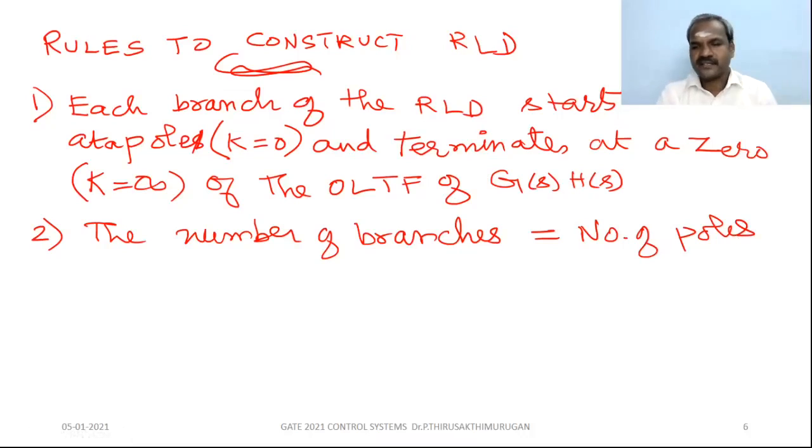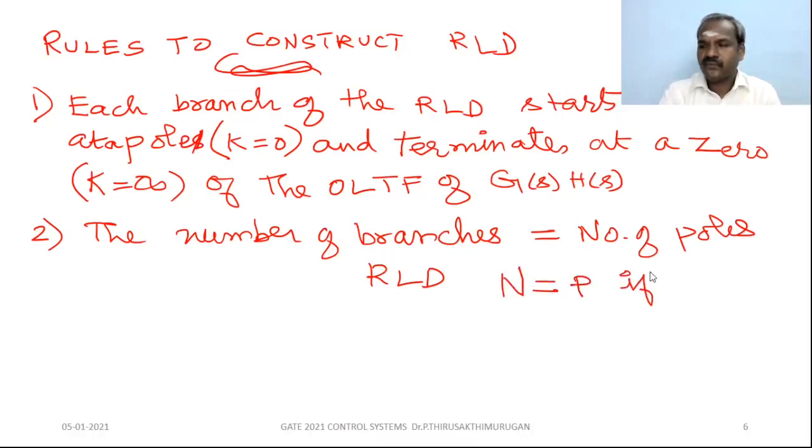So the number of branches of the root locus diagram (RLD) is equal to the number of poles. What is the condition? Let n be the number of poles. Say n is the number of branches. This is equal to the number of poles.